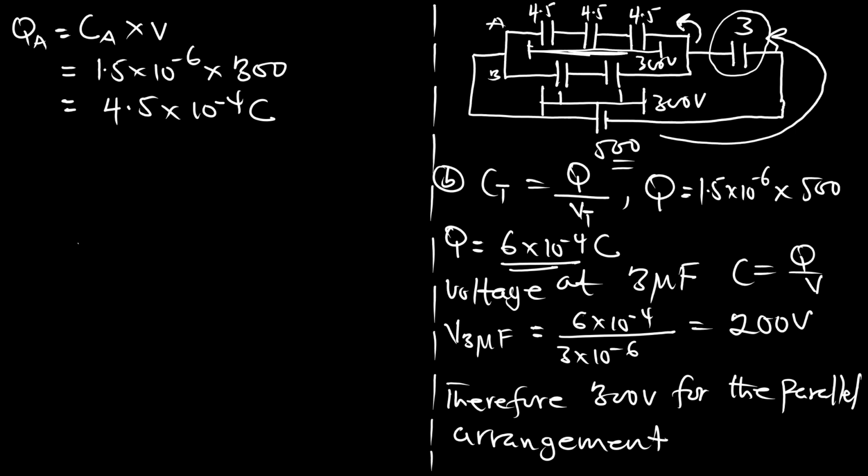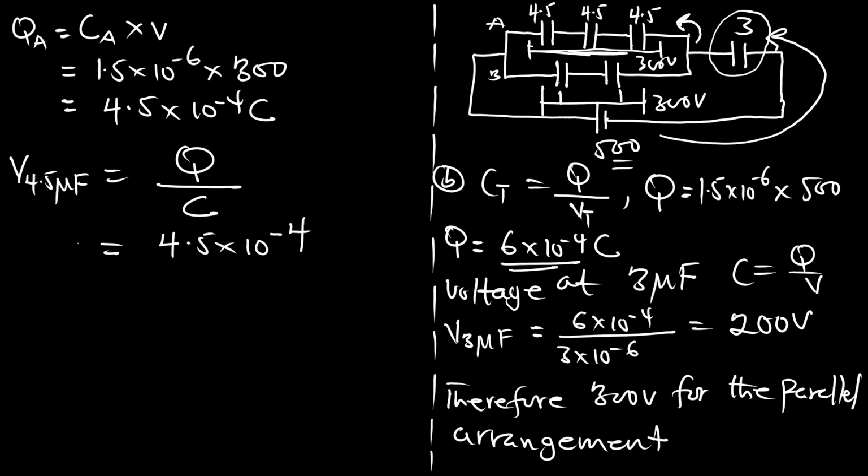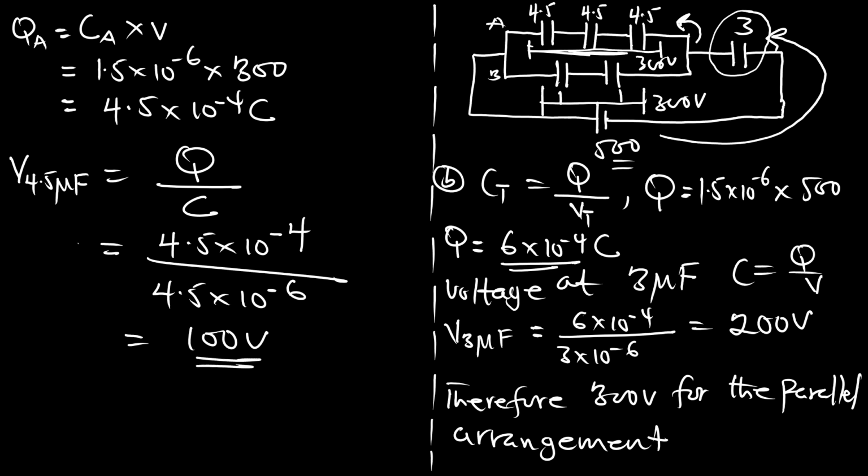Therefore, we can use the formula: the voltage at the 4.5 microfarad is the charge passing through it over its capacitance. The charge we now know is 4.5 times 10 to the power -4 through each, and the capacitance is 4.5 times 10 to the power -6. This gives us 100 volts. It is very simple.